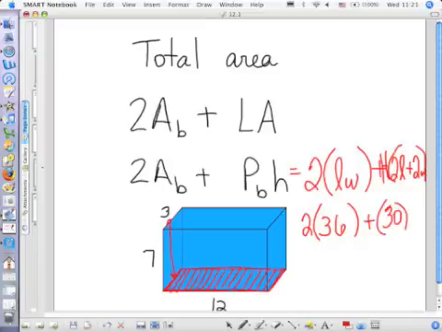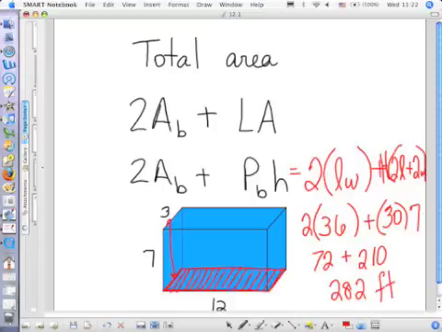And I need to multiply that by the height of the whole object, which is the distance between those two. And then you do the math. Perimeter is 30. And this is area, so it is squared, feet squared, or inches squared, or whatever your dimensions are, squared.